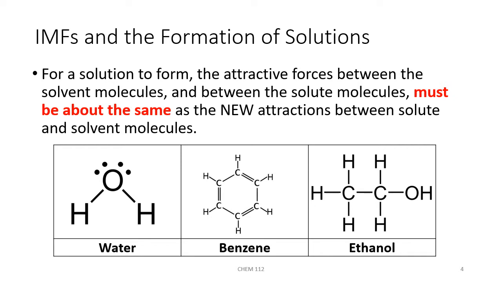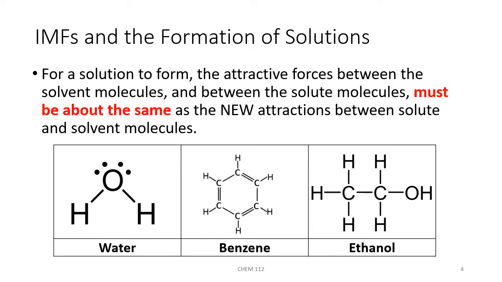For a solution to form in the first place, the attractive forces between the solvent-solvent particles and the solute-solute particles must be about the same as the new attractions that will be set up between the solute and the solvent particles when we mix them together. We're going to look at three different molecules, water, benzene, and ethanol, and determine if solutions could form between pairs of them. Recall the types of intermolecular forces that are present in each of these molecules.